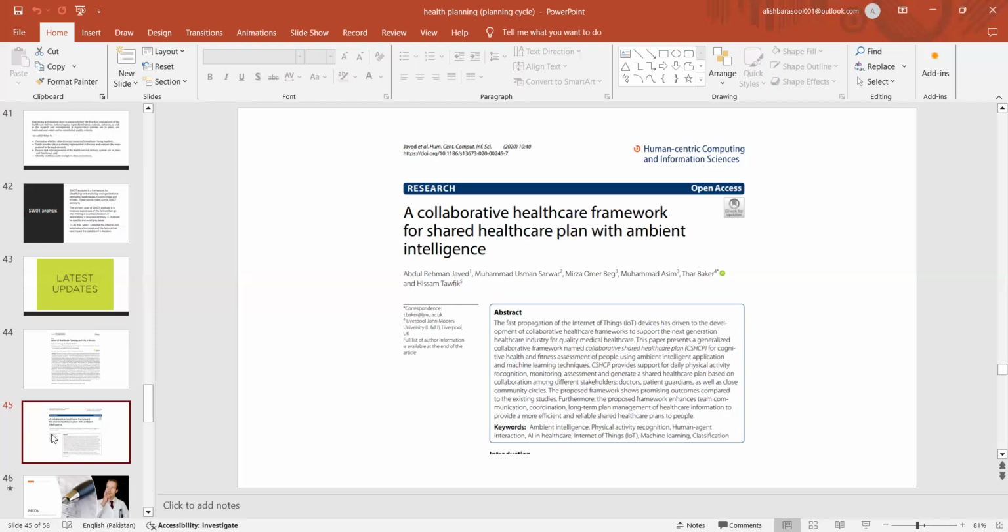It provides support for daily physical activity recognition, monitoring, assessment, and generates a shared healthcare plan based on collaboration among different stakeholders: doctors, patients, guardians, as well as close community circle. The proposed framework shows promising outcomes compared to the existing studies. Furthermore, the proposed framework enhances team communication, coordination, and long-term management of healthcare information to provide more efficient, reliable, shared healthcare plans to people.